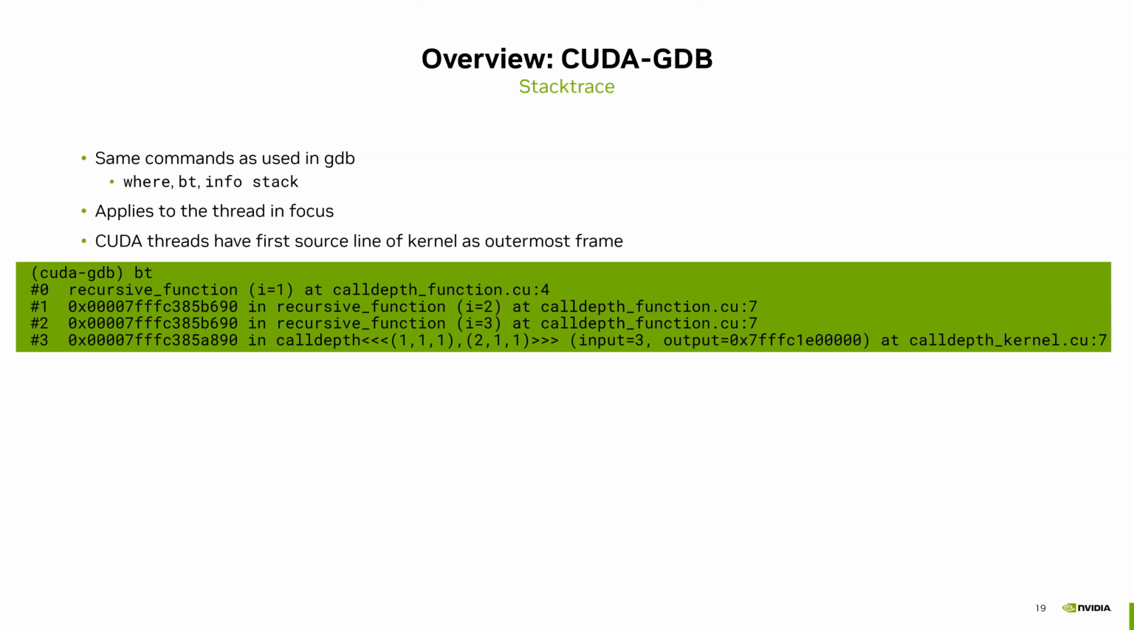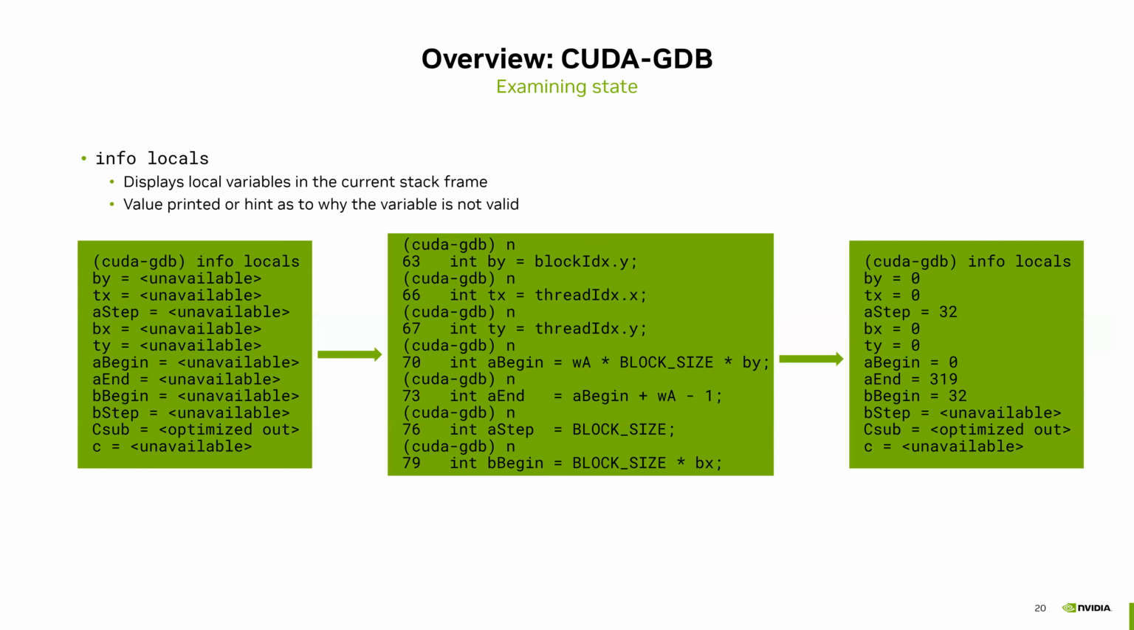So you can see an example here. I do a backtrace. We are focused on a CUDA thread, and we see that we made a bunch of different recursive function calls. So if you have function calls from your kernel, that will show up in the backtrace. But do note that for CUDA threads, the first source line of the kernel will be the outermost frame. So frame number 3 in this example is where the kernel started. So we're not actually showing you where it was called from the host side.